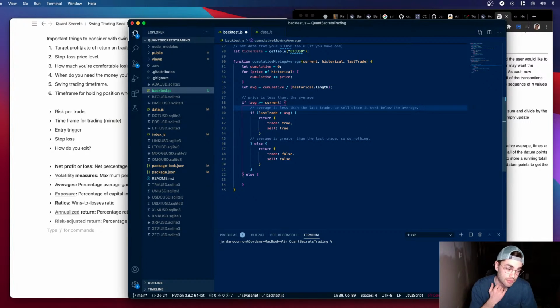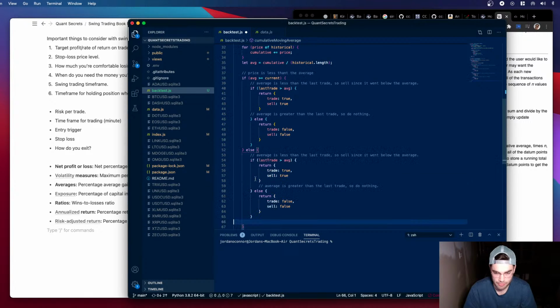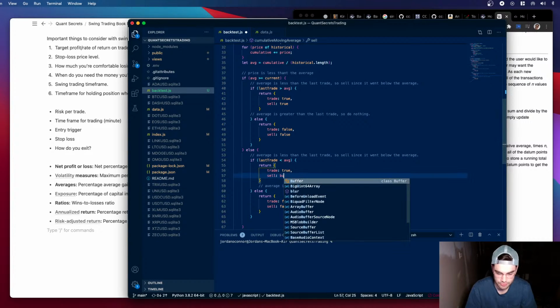All right, I have no idea if this is right. This is what I'm just coming up with on the spot. All right, so else the average is less than the current. So it's basically just gonna be this flipped. If the last trade is less than the average, we're gonna buy.